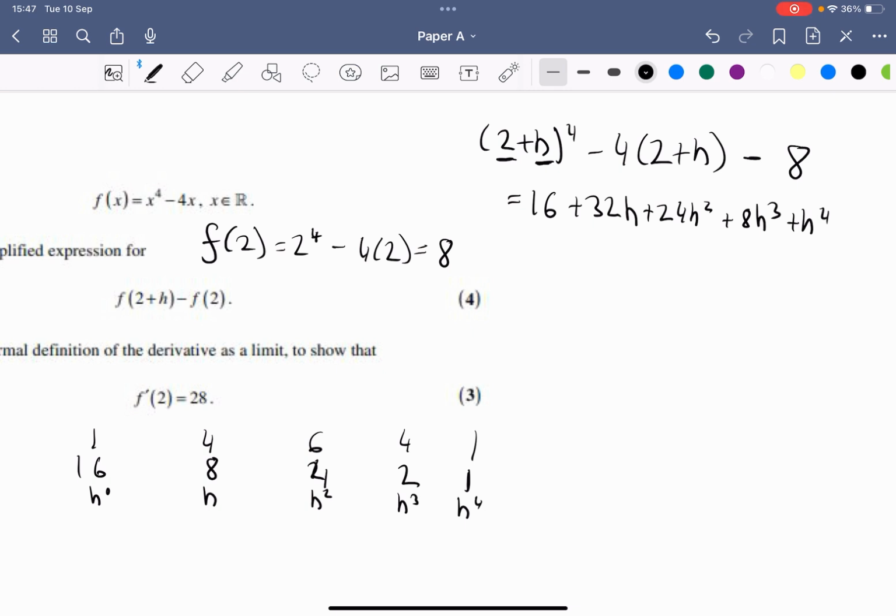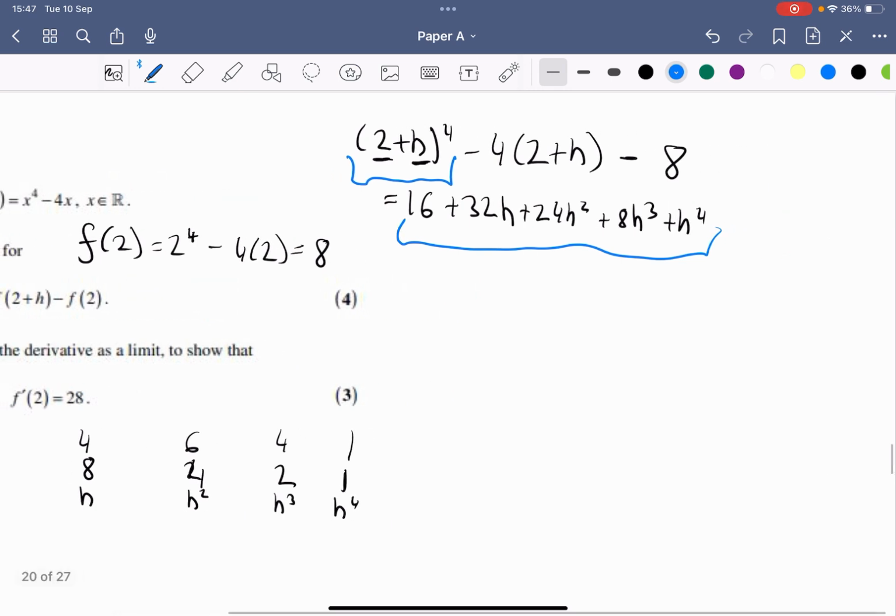Okay? And then, so that is just equal to that. And then I need to focus on the next bit, which is just the 16's cancelling out.